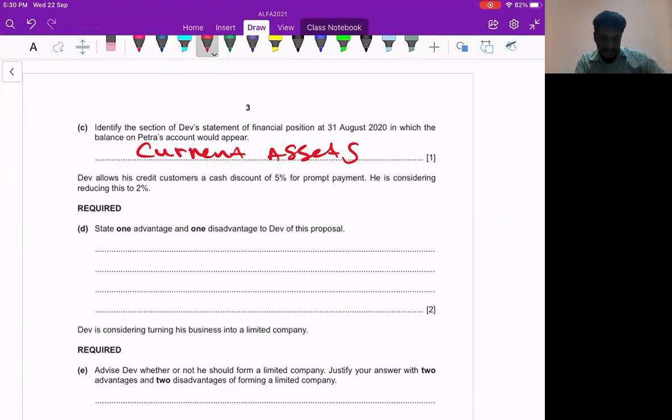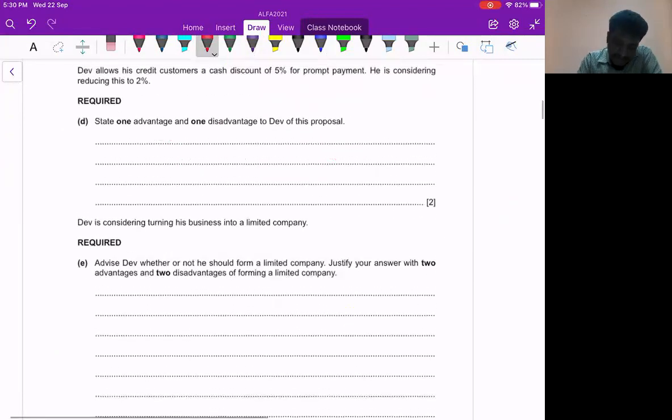Okay, next one. Dave allows his credit customers a cash discount of 5% for prompt payment. He is considering reducing it to 2%. So now he is giving 5%, he wants to reduce to 2%. State one advantage and one disadvantage to Dave of this proposal.